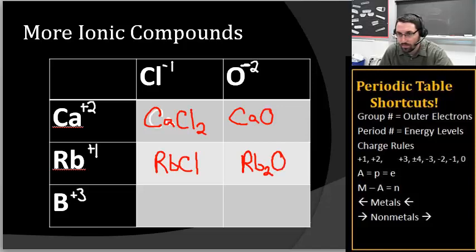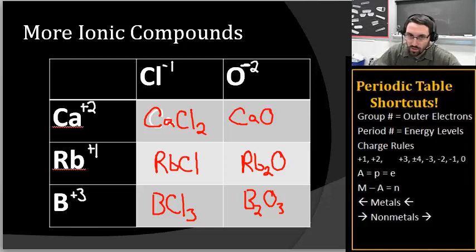And then on my final example, I have boron, chlorine. I need 3 chlorine to cancel out the +3 charge. The last one, boron, I need 2 of them to give me a +6. And then I need 3 oxygens to give me a -6. So +6, -6, they cancel each other out. So that's a quick review of ionic compounds.